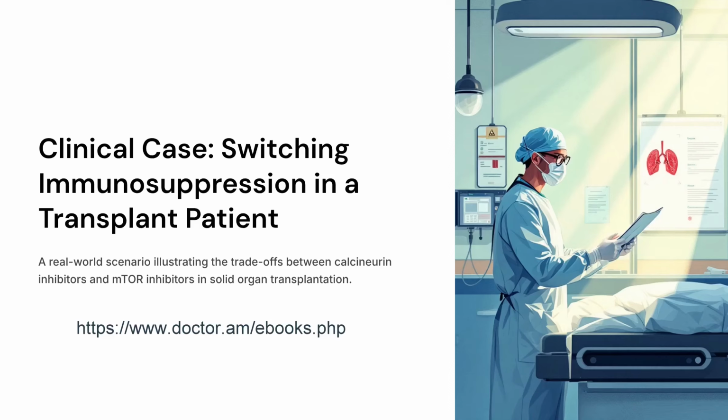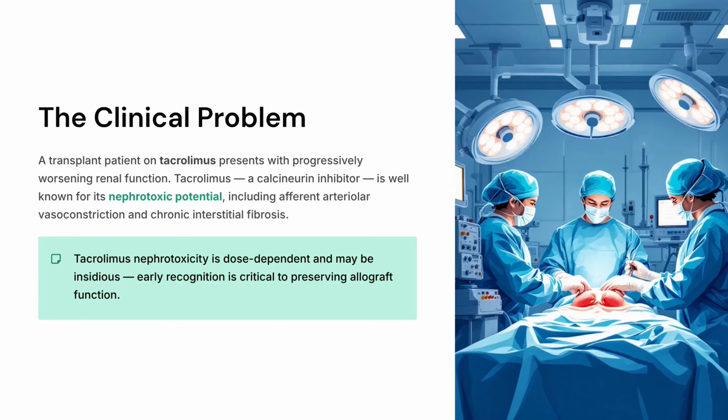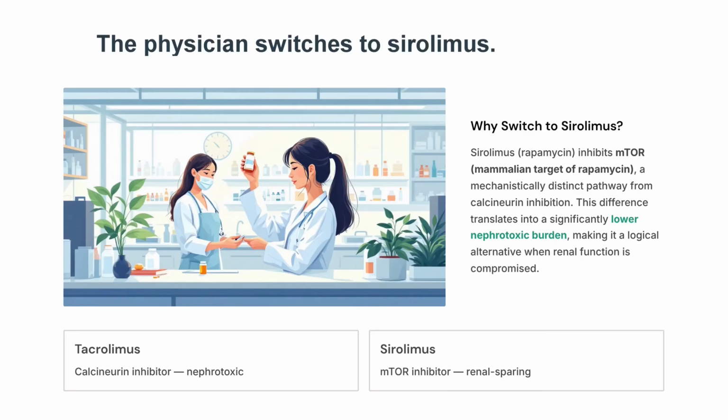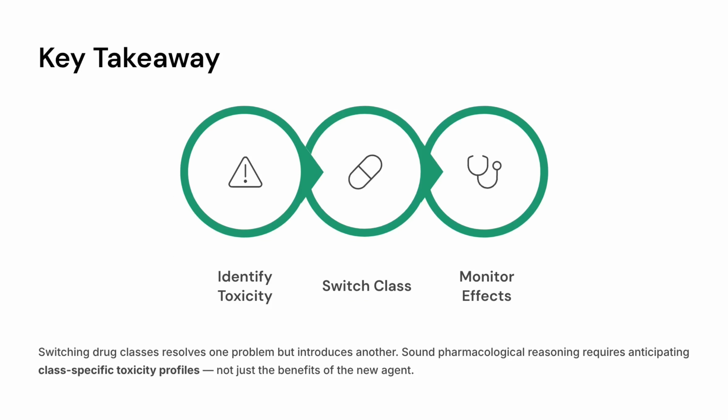Clinical case example. A transplant patient develops worsening kidney function on tacrolimus. The physician switches to sirolimus. Why? Because mTOR inhibitors cause less kidney toxicity. However, the patient later develops high cholesterol and delayed wound healing.